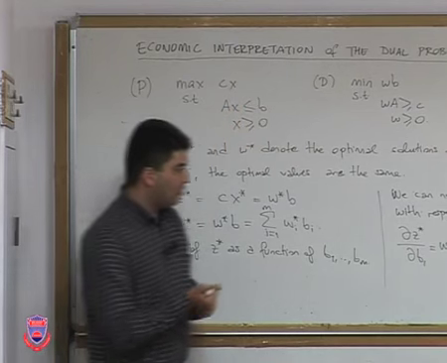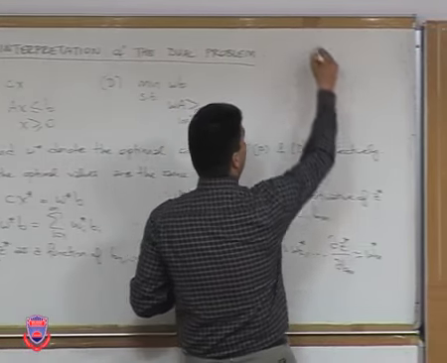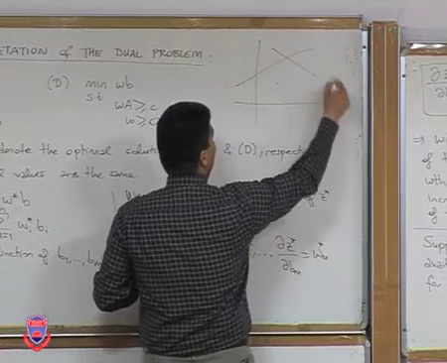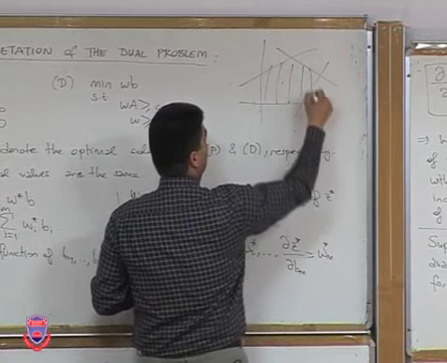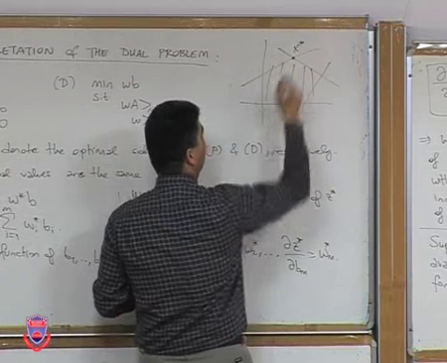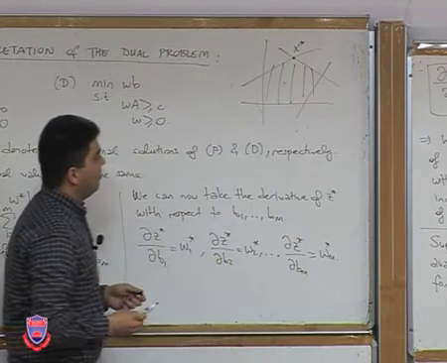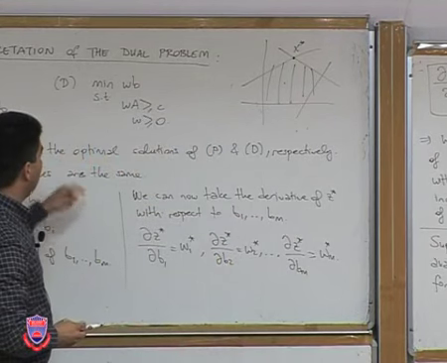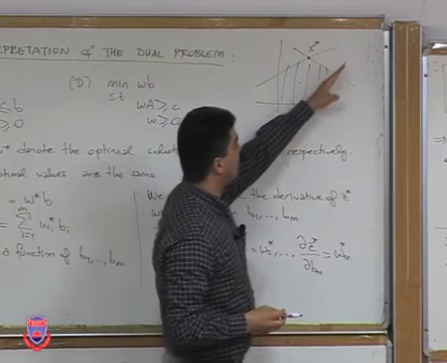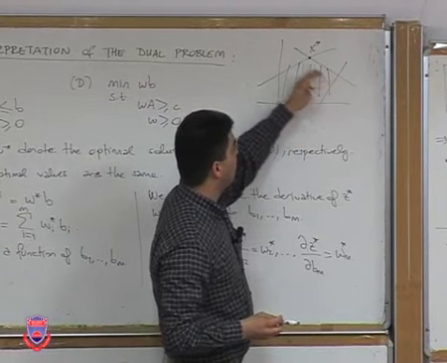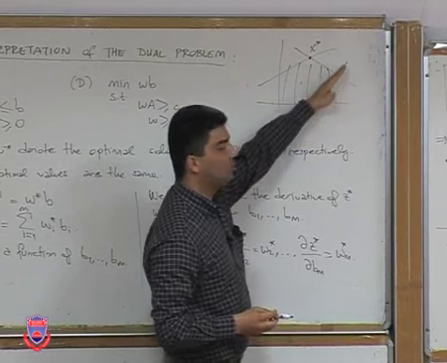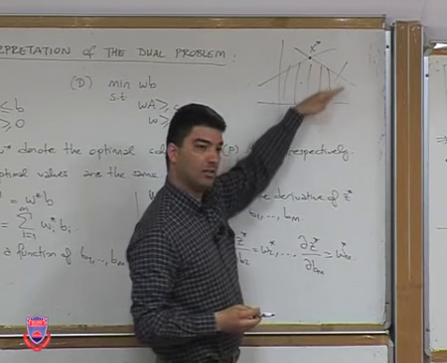Okay? In terms of a picture, think of it in the following way. In 2 dimensions, let's say this is my feasible region. Let's say this is my optimal solution, X star. Now, what I'm interested in is the following. If I change the right-hand side, for example, if I look at this constraint, X star satisfies this constraint with strict inequality, right? Because X star is not on this constraint.